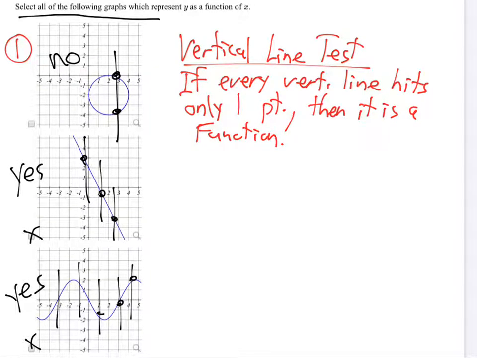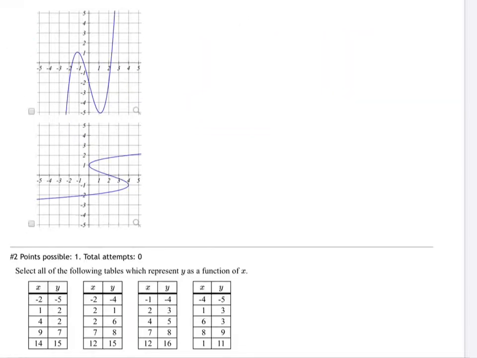Seems weird, I'm sure. Like, why are we doing vertical lines? We'll talk more about it. But first off, that's the rule. You want vertical lines to only hit once for something to be a function. And then, wait, there's two more. They keep going. All right, we're still going on number one. How about this one here? Yes. Every vertical line only hits once. That's another yes. And now the last one. No. Because there are some vertical lines that hit more than once. So this one's a no. Not a function. So we don't want vertical lines hitting more than once. If they do, it's not a function.